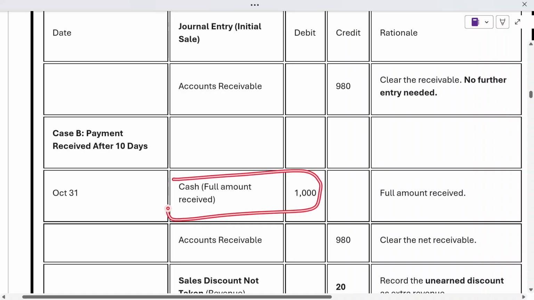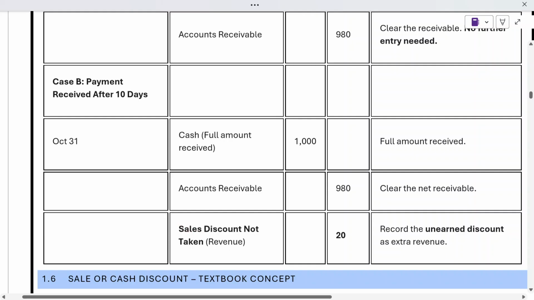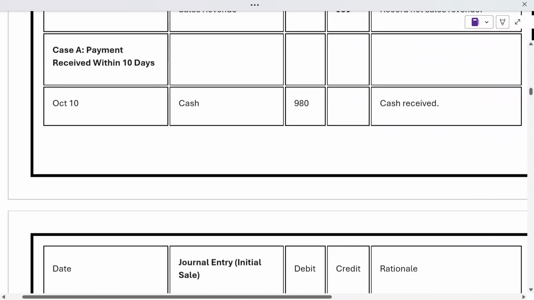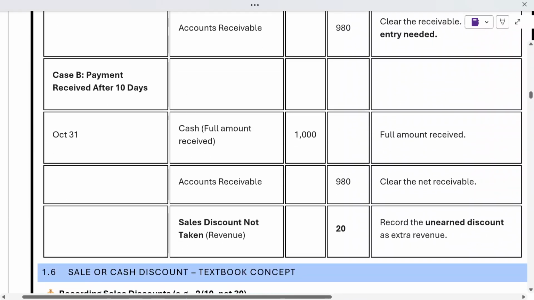We will say there is a benefit to us for $20 because we have not planned for this $20 in our revenue, right? So we will say this $20 is a sale discount benefit. That's the reason we are crediting it, because all the income and gains are credited. And accounts receivable is credited by 980 because we created our accounts receivable debit 980, and when we receive the money we need to credit it here. So this was the overall example of understanding.